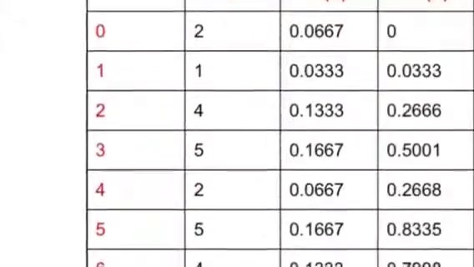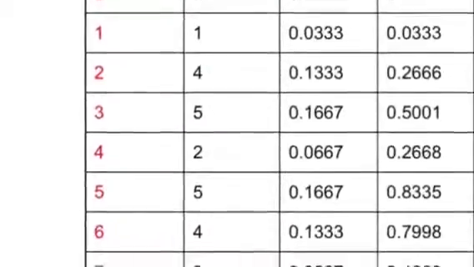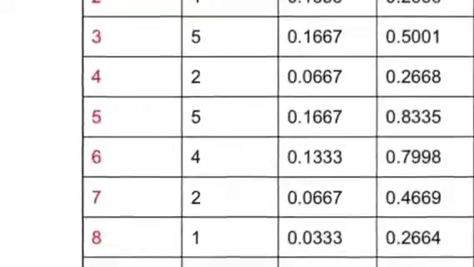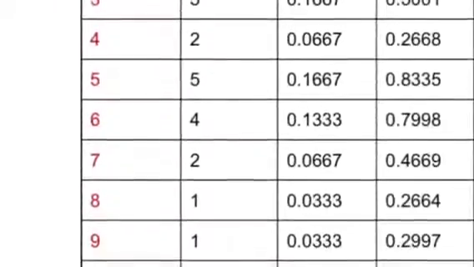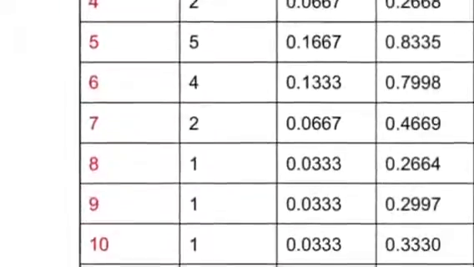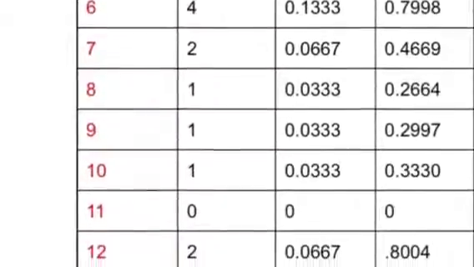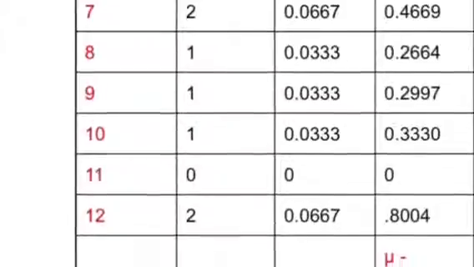After that, you multiply all your P of x's, your probabilities of x, by x itself so that you can afterwards add all of the P of x's multiplied by x together and then find the mu, or in other words, your mean.